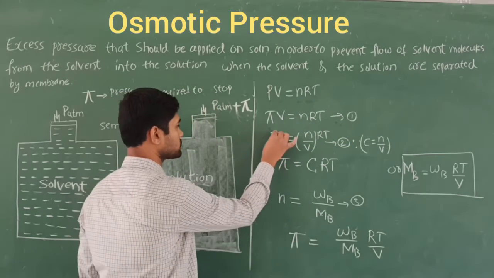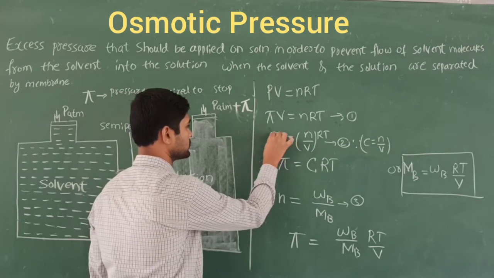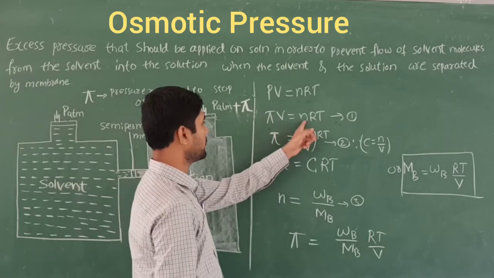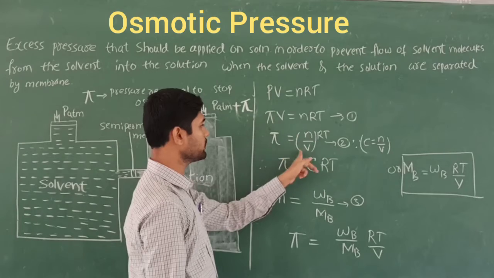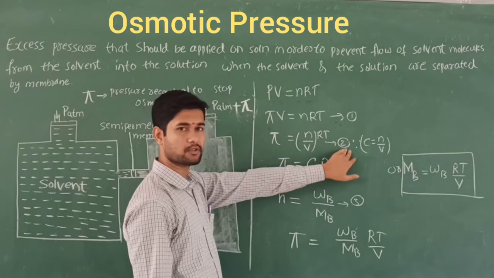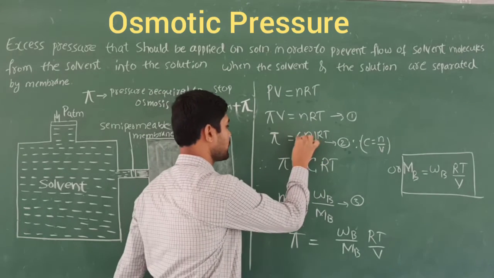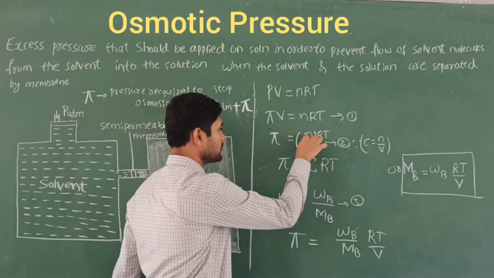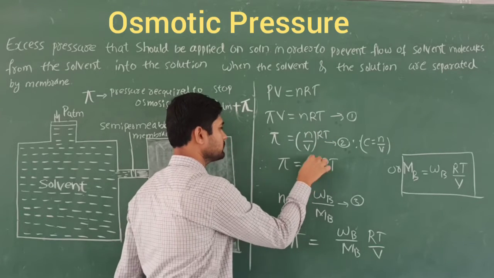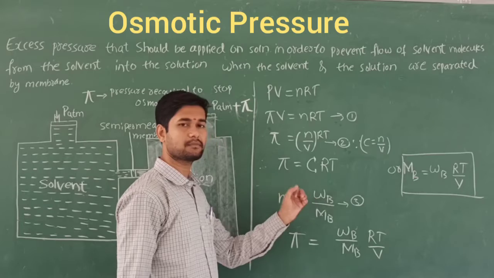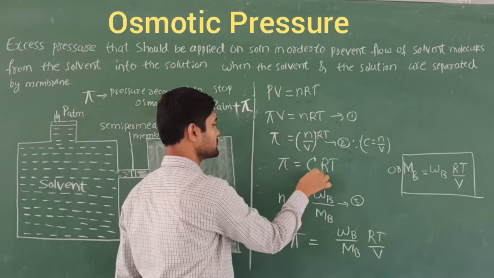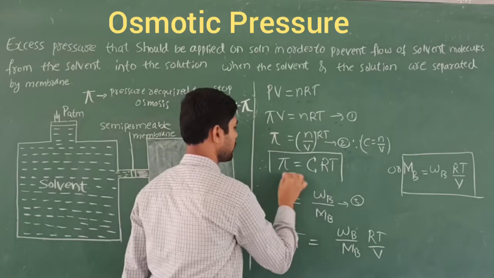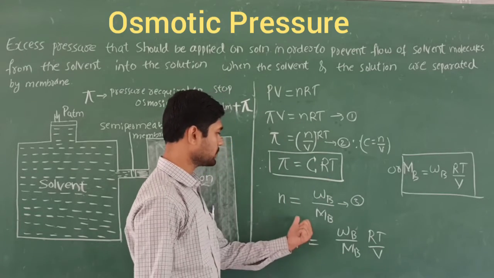Now I am going to take only the osmotic pressure here. So pi is equal to n by V into RT, that I am going to call equation number 2. And here I am going to take n by V as C. N by V I am going to take as C. This is nothing but the molarity of the solution. So n by V as C, pi is equal to CRT. And next, continue with this one.